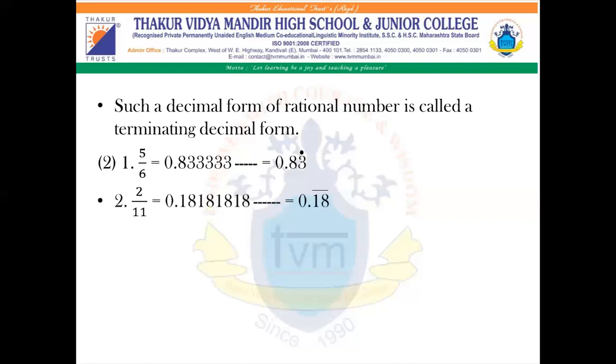Second example, 2 upon 11. The decimal form of 2 upon 11 is equal to 0.181818 and so on. Here the digits 1, 8 are recurring. So the decimal form of 2 upon 11 can be written as 0. recurring 1, 8.